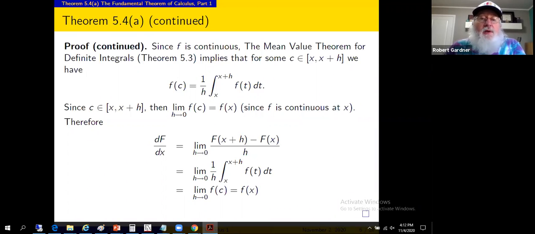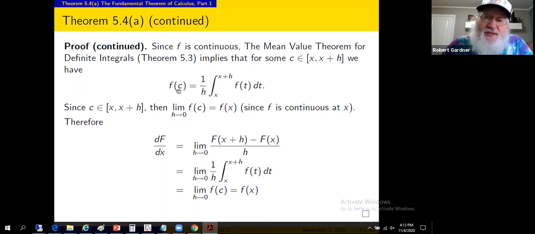Okay, so we're dealing with a continuous function that was part of the hypotheses. The mean value theorem for definite integrals says there's some number c in the interval from x to x plus h, where f of c equals 1 over the length of that interval. We take x plus h minus x. That's where the h comes from. The b minus a stuff is h. Integral from a to b, f of t dt, where this is a and this is b. All right, so there's some value c that will equal the value of this integral because that's an average value of function f over this interval, from x to x plus h.